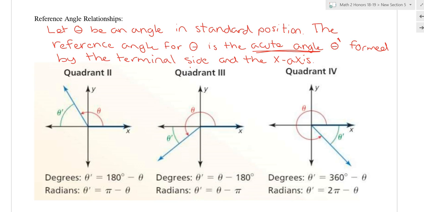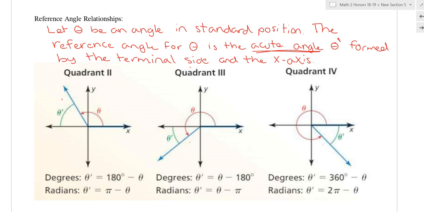Okay. So if your angle falls in quadrant 1, that is your reference angle. If you draw 30 degrees, it's a 30-degree angle. We know those special trig values. It's once we get into these other quadrants that we don't know the special trig values for, but we can use our reference angle to find them.